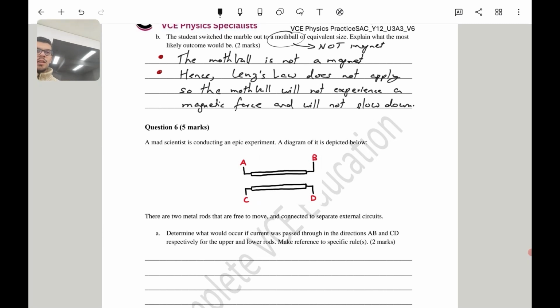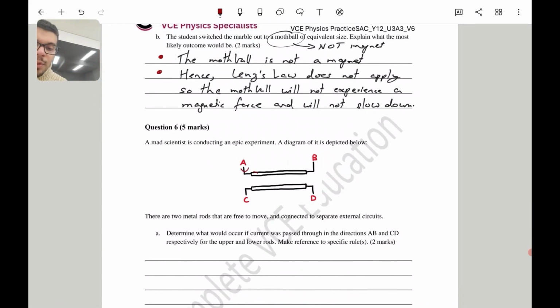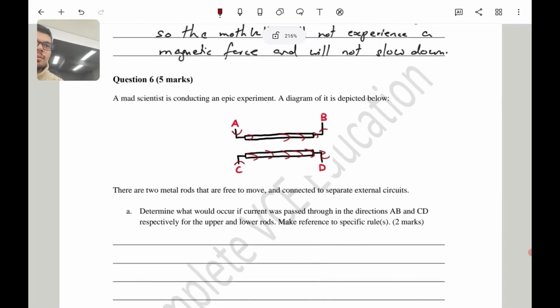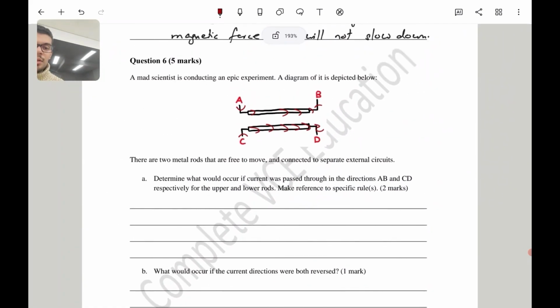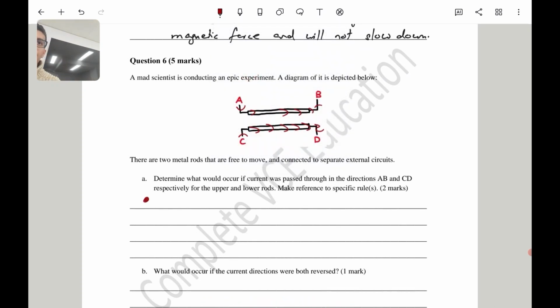Okay, so this question, guys, is actually coming from area of study 2. In this case, we know that the current is going to be flowing from A to B, so current will flow like this, and it will flow from C to D. So because the current is in the same direction, they'll actually be attracted to each other. Okay. All right. Now to prove this, I should say, we can use our right-hand grip rule on our rods.